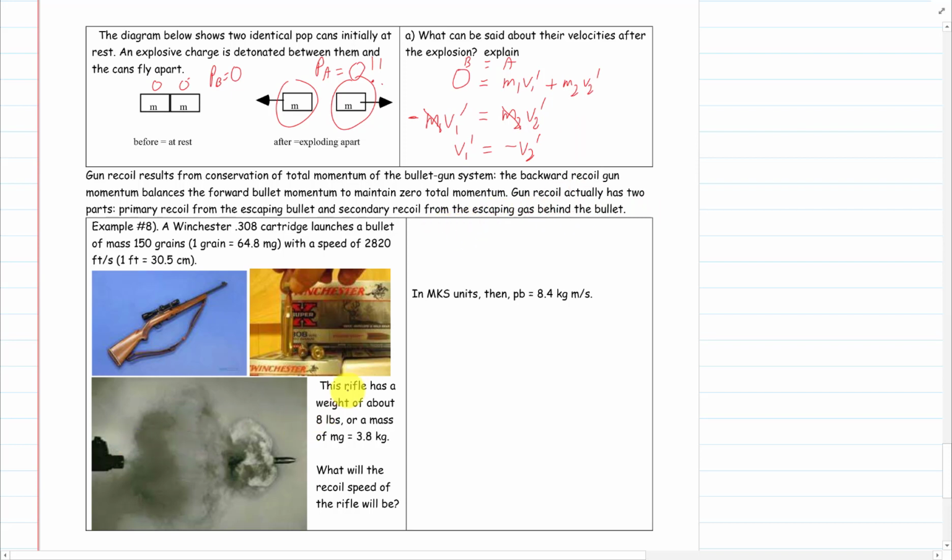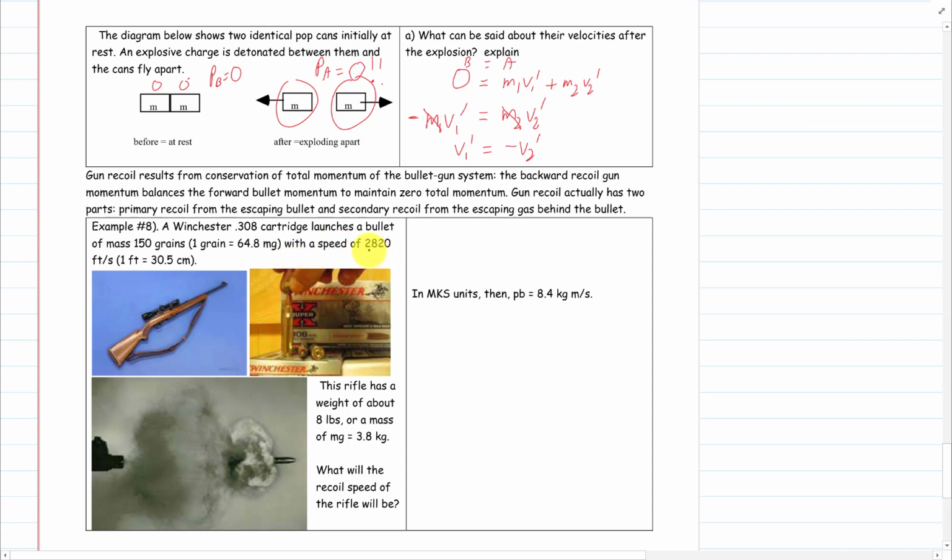And if you don't think gas has momentum, how does a rocket go up in space and move in space? It's by shooting gas out. Rockets move really fast, so gas does have momentum. Okay, example number 8. Here we go. A Winchester .308 cartridge launches a bullet of mass about 150 grains, and 1 grain is 64.8 milligrams. Interesting. This is ballistics talk.